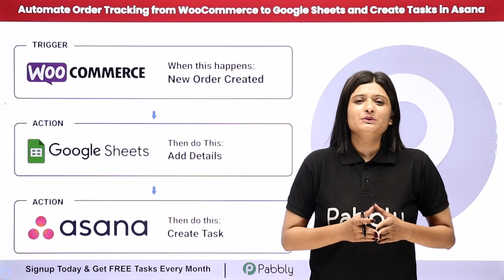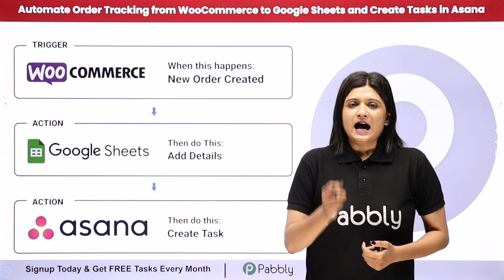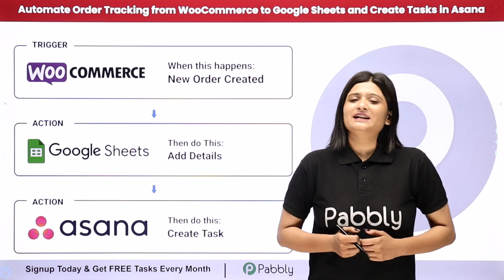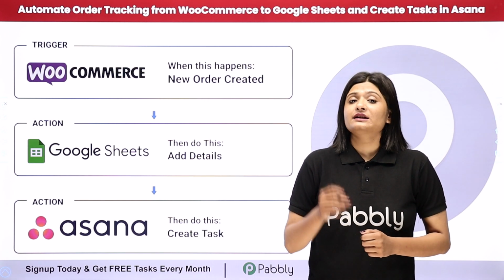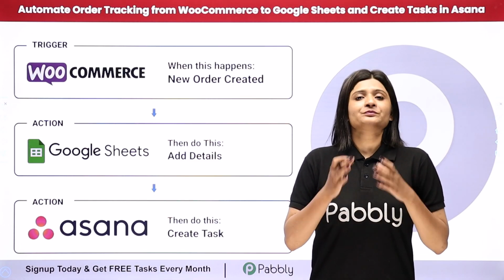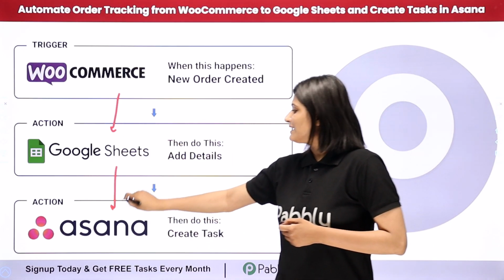Now doing this manually will consume a lot of my time, so I've completely automated this process, and to do this automation I'm going to use Pabbly Connect. So Pabbly Connect is an amazing automation and integration software which requires no coding or programming skills. Here I just need to build connection between WooCommerce, Google Sheets and Asana.